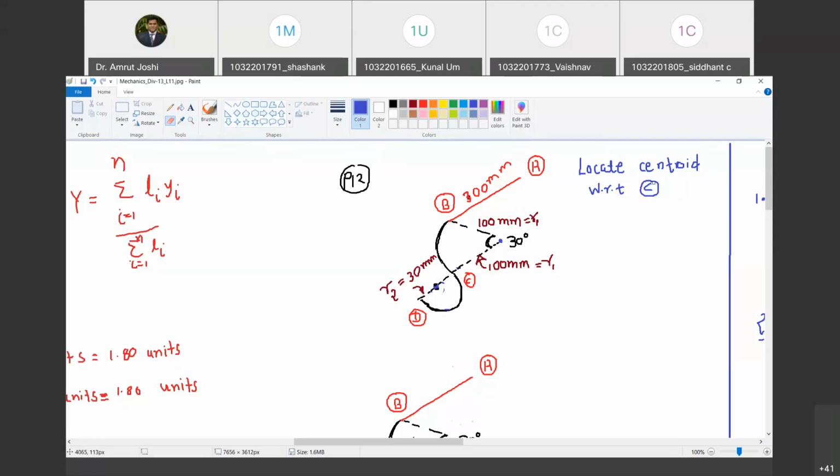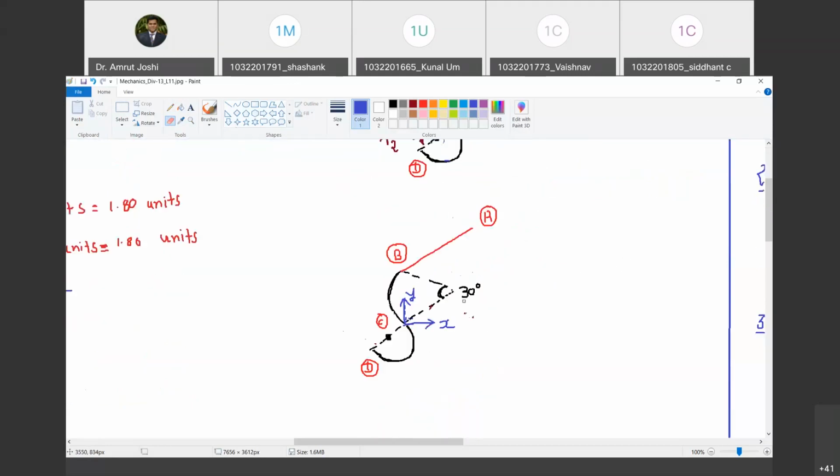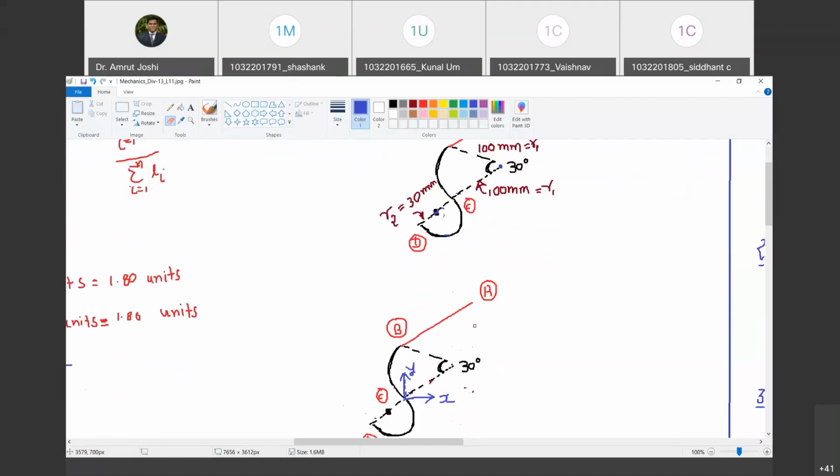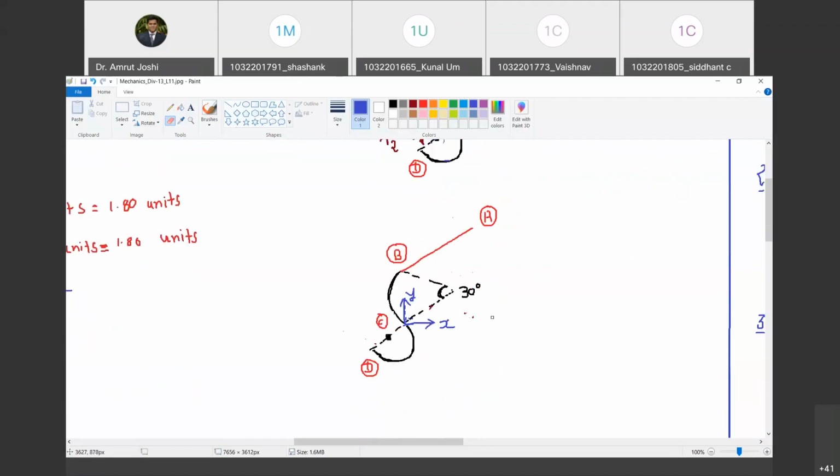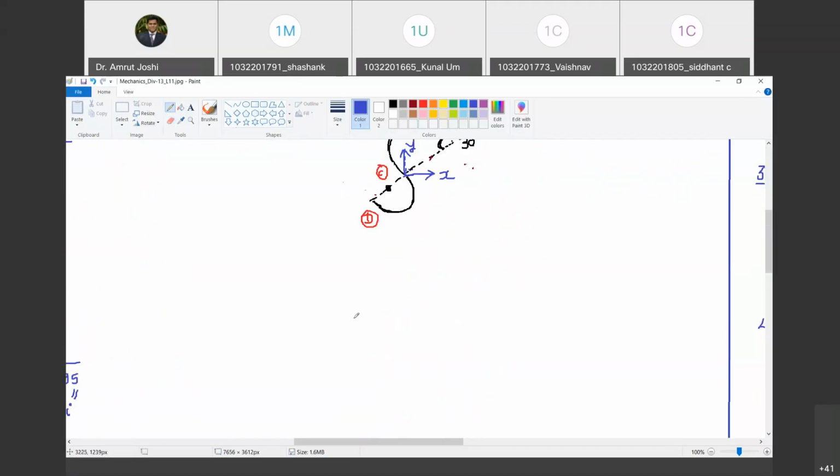So we have to locate the centroid with reference to C. Happy? Yes. So what I have done is I have drawn the same figure at C. I have marked positive x-axis and positive y-axis. C is going to be now our origin, the point with reference to which we are going to mark the radii. Are you with me? Yes. We are going to mark the centroid.